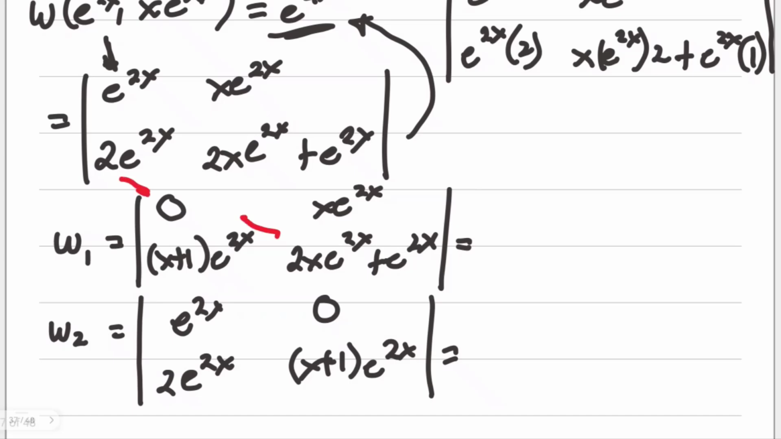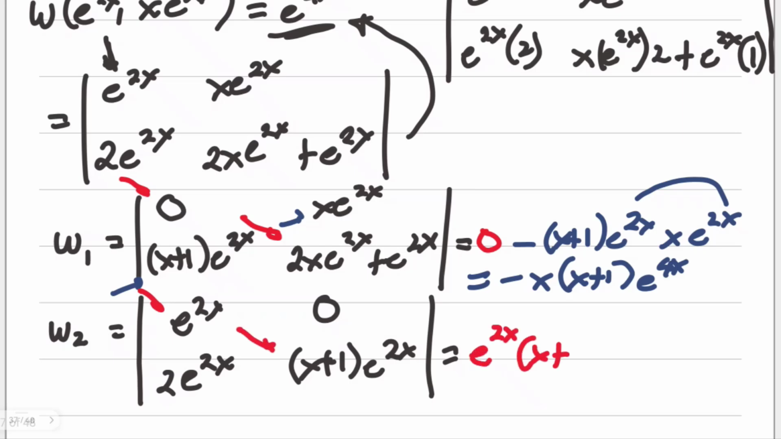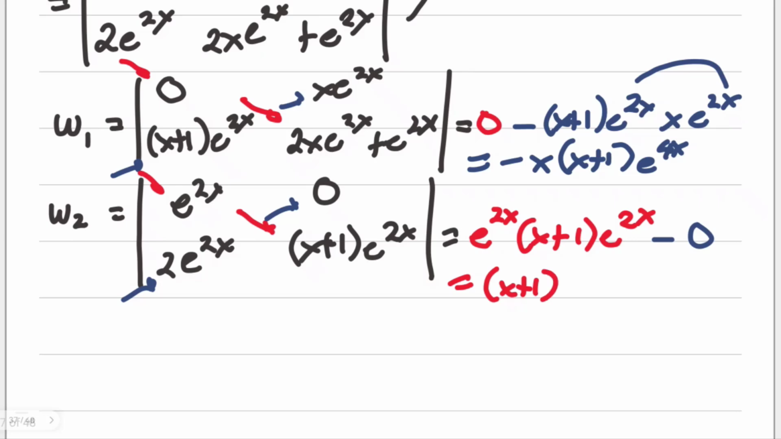Of course, with this, that's 0. Then in this area, you'll have minus x plus 1 e to the power of 2x times x e to the power of 2x, which will generate a result of negative x times x plus 1 e to the power of 4x, combining the exponents. Let's not simplify x times x plus 1 because we might be dealing with that later. For your second, you have e to the power of 2x times x plus 1 e to the power of 2x, then minus this region, which is equal to 0. So simplifying, you will just have x plus 1 positive e to the power of 4x. This is our w sub 2, and this was our w sub 1.